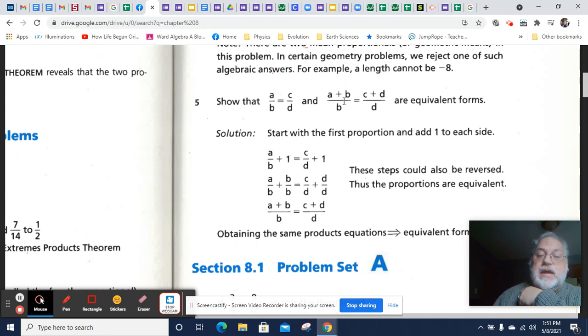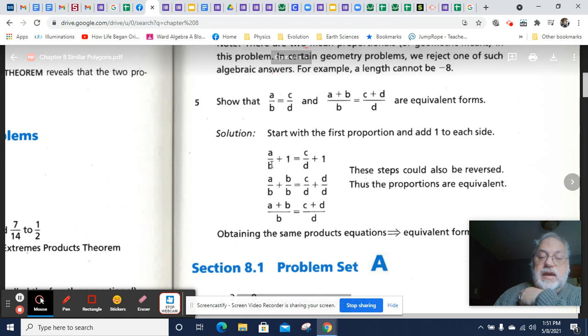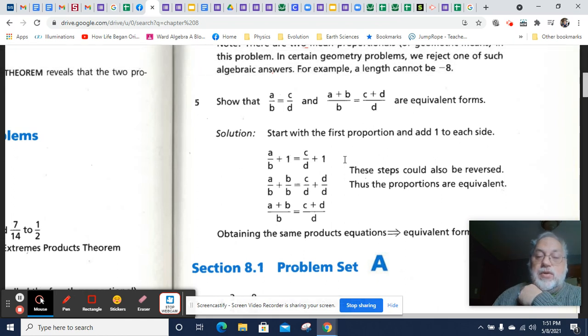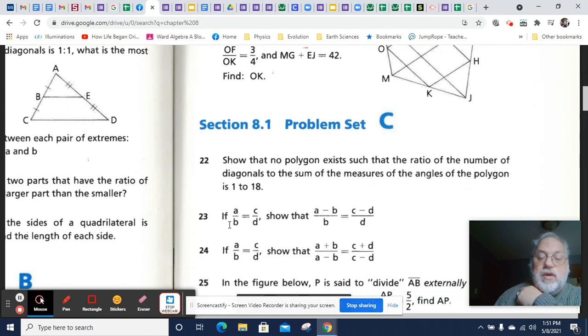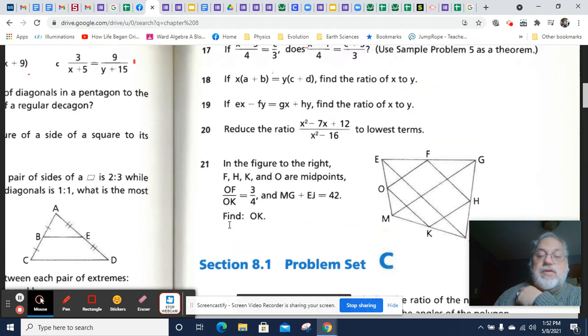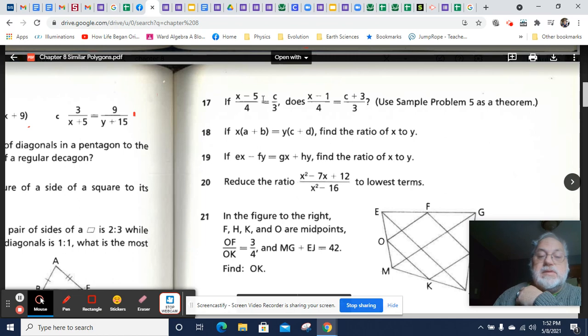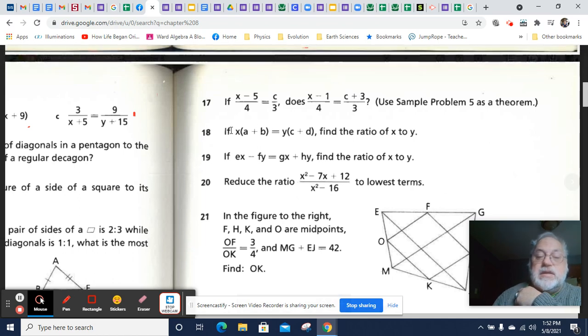So what we really did here was we added 1. So all we're doing is saying add 1 to both sides, and that's a true statement. That just doesn't change anything about the relationships. So we're adding 1, so that's the same as B over B or D over D. And then that becomes A plus B over B and C plus D over D. And so on this one down here, we added 4 over 4, and we added 3 over 3. Because the minus 5 became minus 1, and the C just became C plus 3, we're adding 1 to both sides. So that's legit.